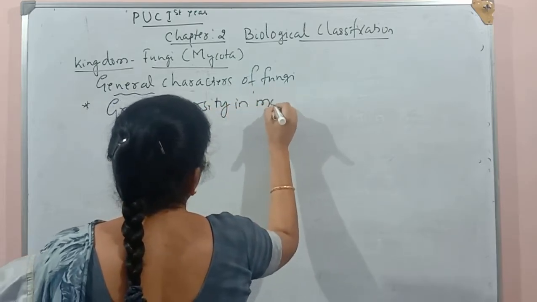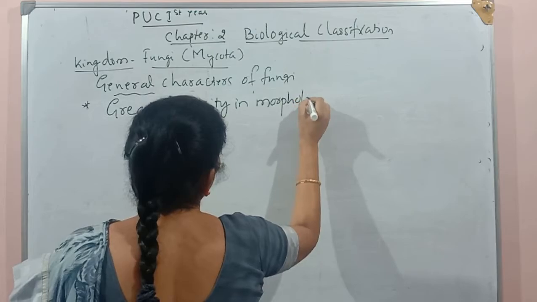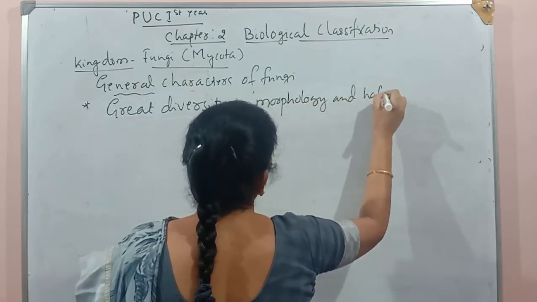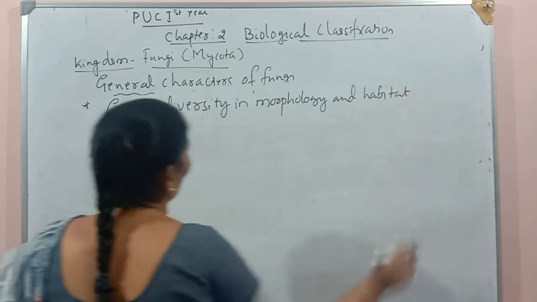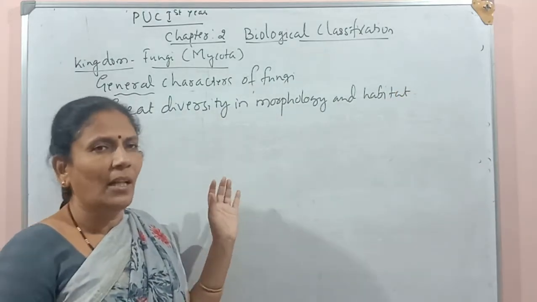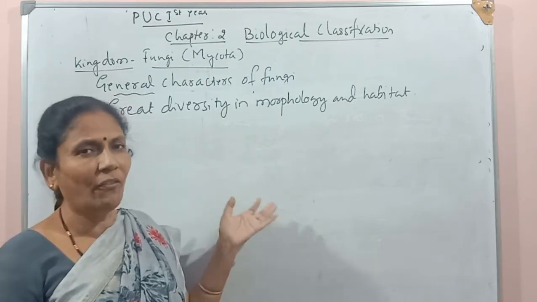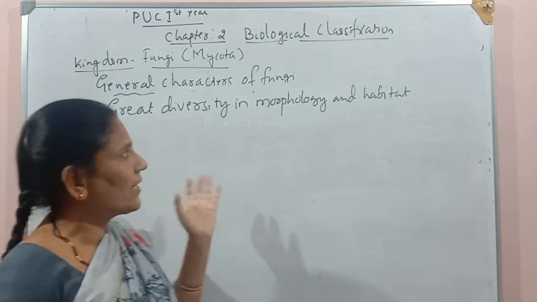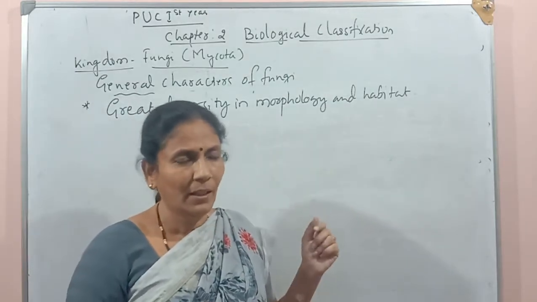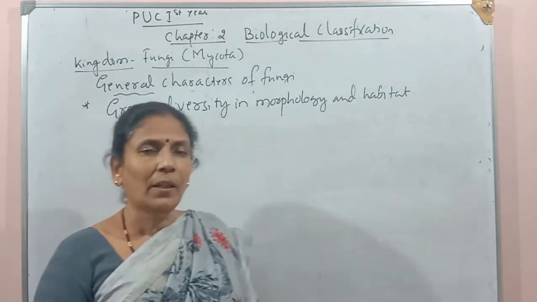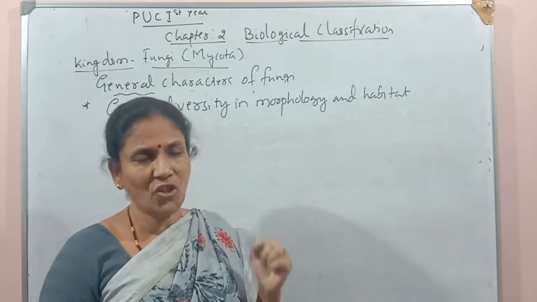in morphology and habitat. Morphology means external appearance of an organism. So here we are discussing morphology of fungi. The members of the group fungi show different morphological structure.